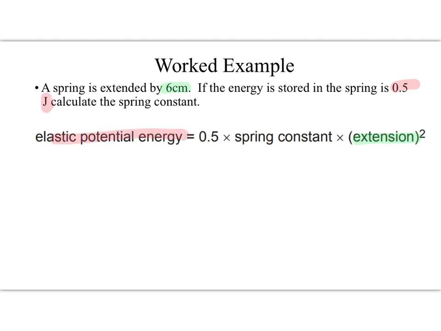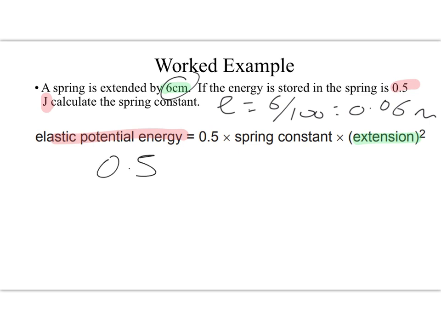Okay, I've also got an issue here that I've got centimetres. I need to think about how to convert that into metres, because that's what I use for my extension. So I'm going to start by converting this. So 6 centimetres, so that's my extension. I'm going to say that that is equal to 6 over 100. That gives me 0.06 metres.